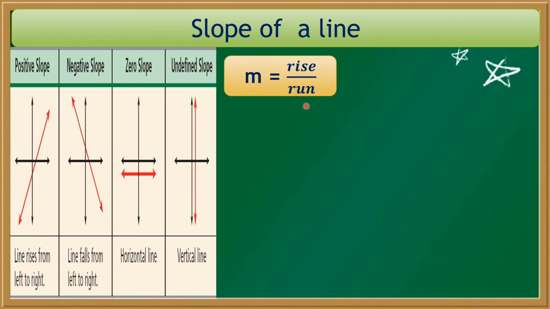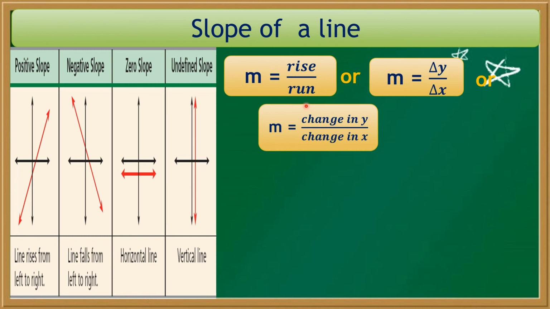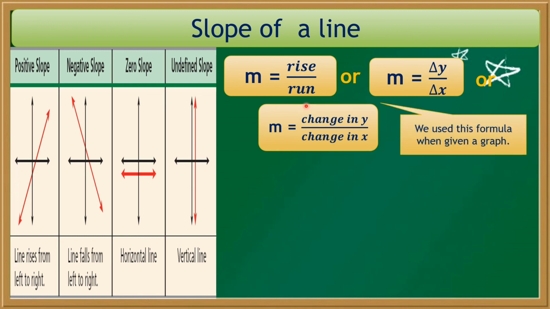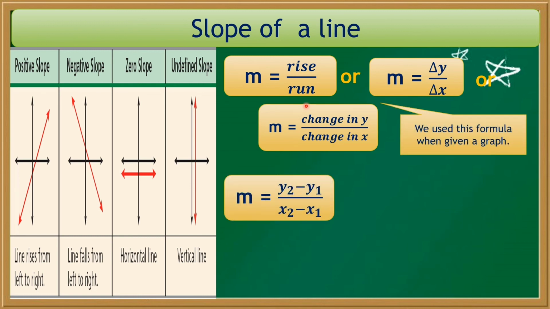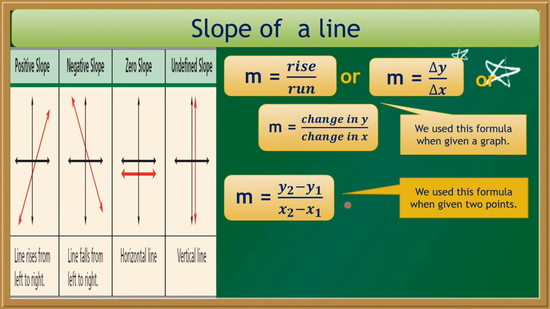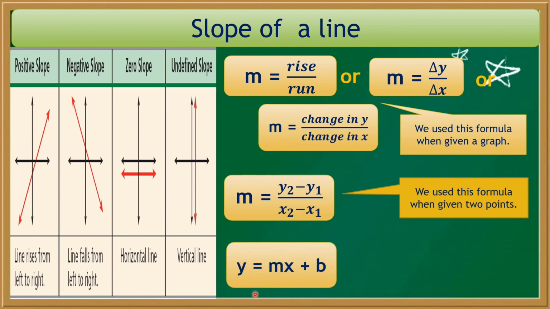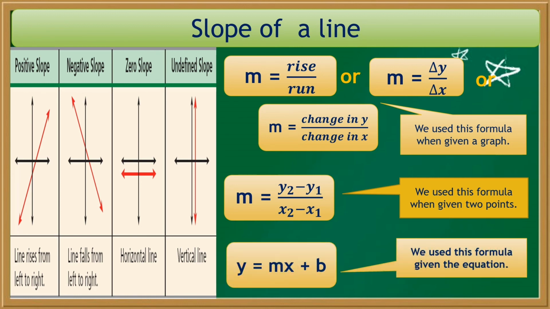Formula, m equals rise over run, or m equals delta y over delta x, or m equals change in y over change in x. So we use this formula when given a graph. Next, m equals y sub 2 minus y sub 1 over x sub 2 minus x sub 1. We use this formula when given 2 points. Last, y equals mx plus b. We use this formula given the equation.